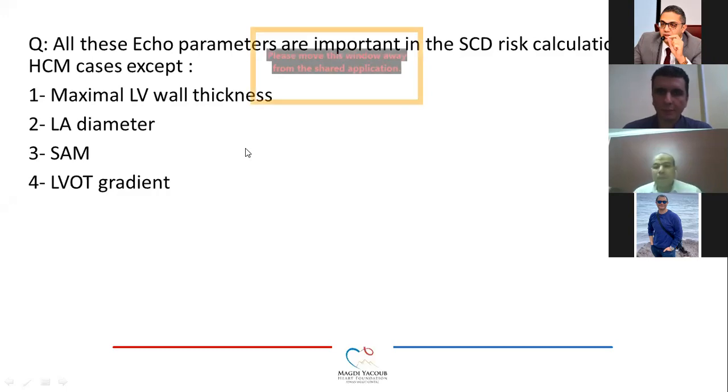So, Dr. Mohammed, some answer for SAM and some answers for the left atrial diameter. Okay, Dr. Karim, the answer for the left atrial diameter actually. What do you think, Dr. Mohammed?